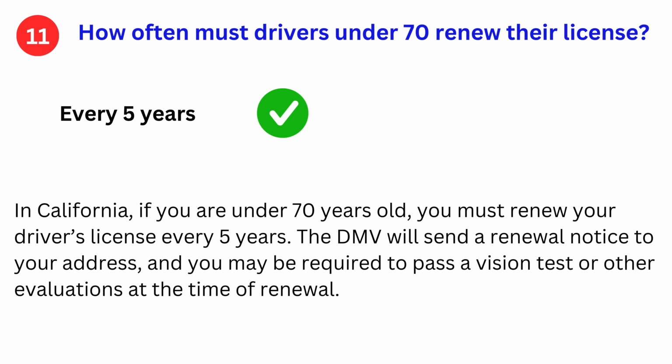The correct answer is Option B. Every 5 years. Explanation. In California, if you are under 70 years old, you must renew your driver's license every 5 years. The DMV will send a renewal notice to your address, and you may be required to pass a vision test or other evaluations at the time of renewal.